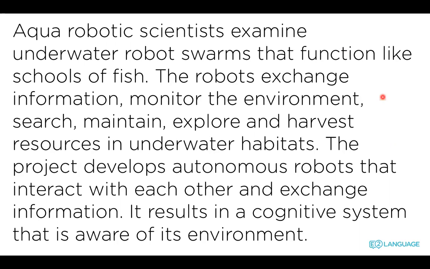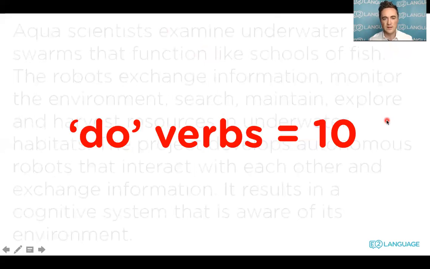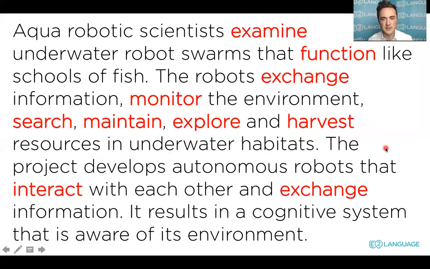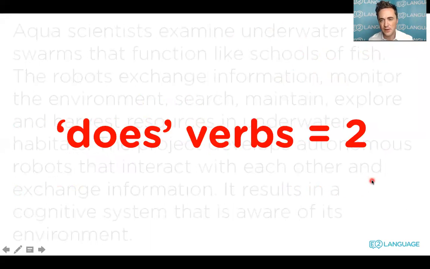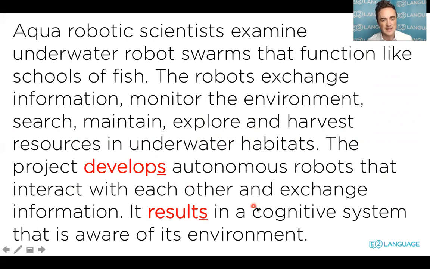Not quite, Aravind. That's a noun. Good, Miljenko. You've got one. Develops. Excellent. And the other one is results. Cool. Well done. So there are 10 do verbs, which we saw before. These ones don't have an S, like examine, function, exchange, monitor, search, maintain, explore, harvest, exchange, interact. But there are 2 verbs in there that are the same, except they have the S on the end, and they are develops and results. Okay, so there were 2. So if you got them, well done.